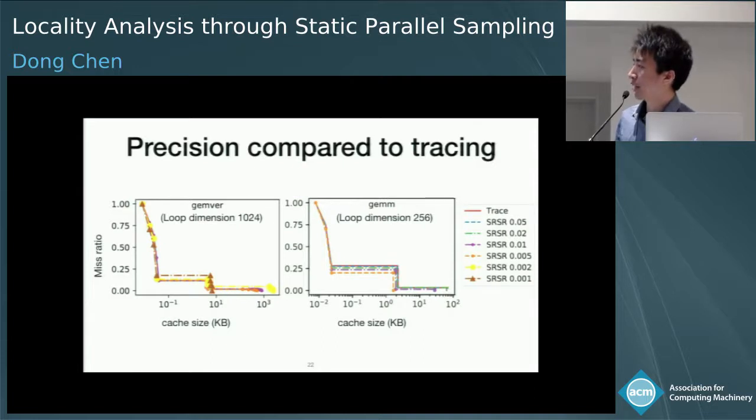And the more samples we have, the fewer errors we get. For a 2% sampling rate, all the benchmarks we have tested get almost overlapping miss ratio curves.